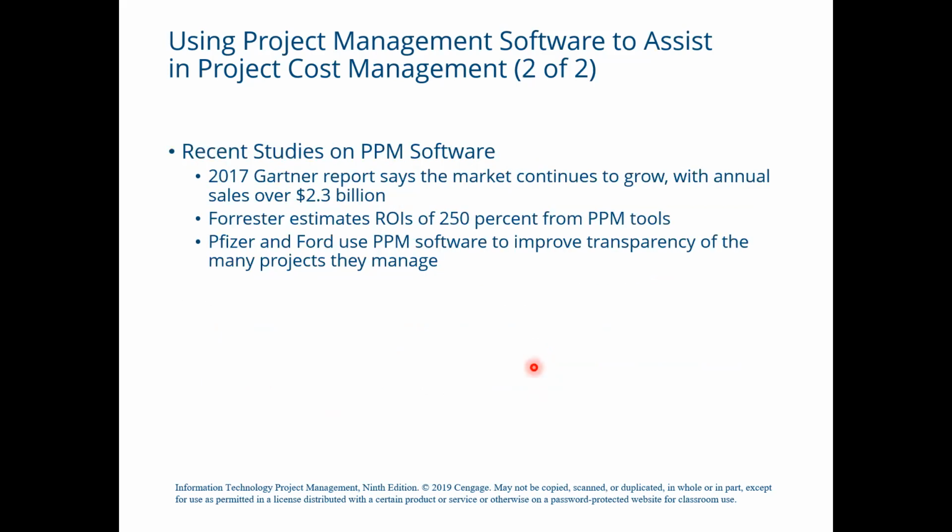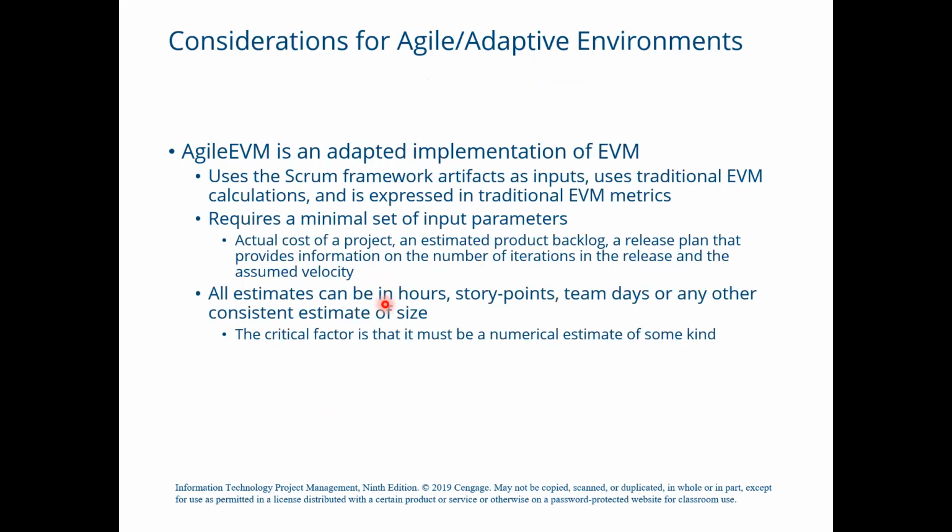Here are some recent studies on PPM software. According to a 2007 Gartner report, the market continues to grow with annual sales over $2.3 billion. Forrester estimates an ROI, return on investment, of 250% from PPM tools. Pfizer and Ford, two big companies, use PPM software to improve the transparency of the many projects they manage. So this shows the importance of PPM.